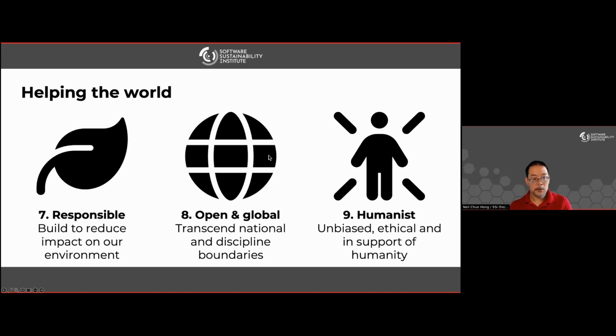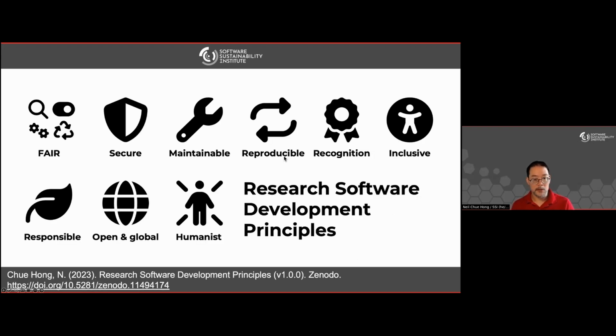So those 9 principles are what I call the research software development principles. They are free to be reused, and I hope you find them useful as a way of helping to structure the way that research software engineering could and should be done.